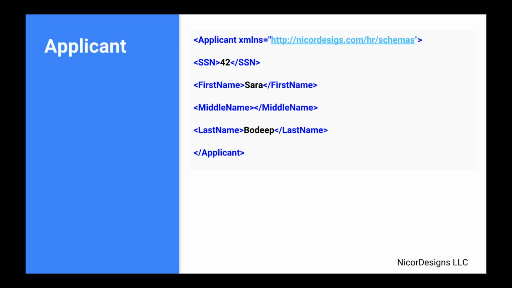Now we will look at the main XML elements which make up an insurance application. First, we have the applicant here. This XML element contains social security number, first name, middle name, last name.